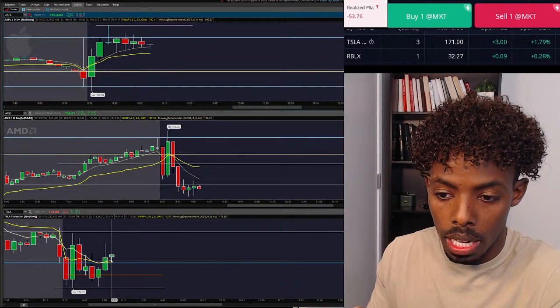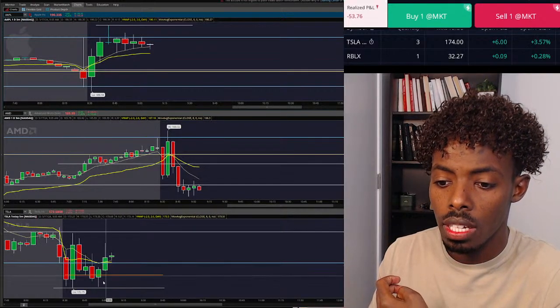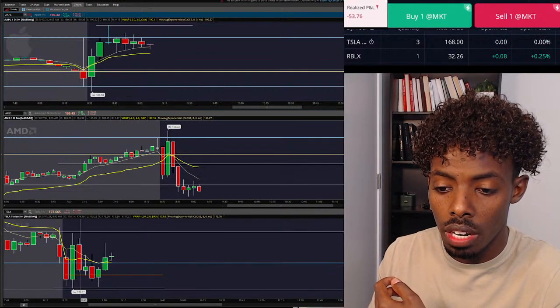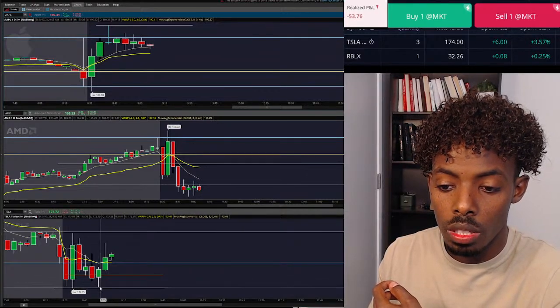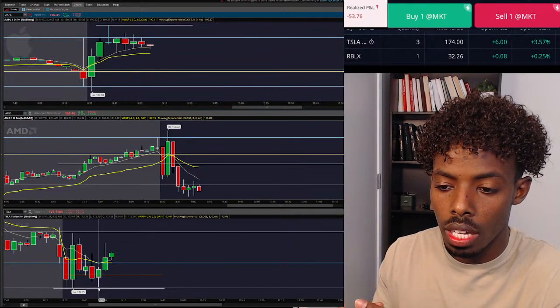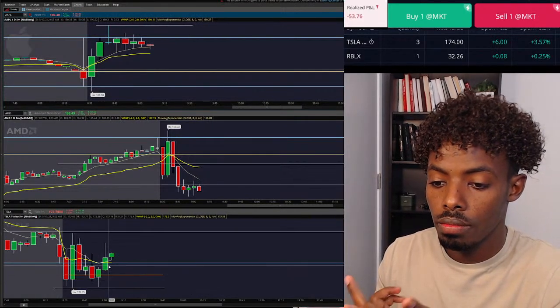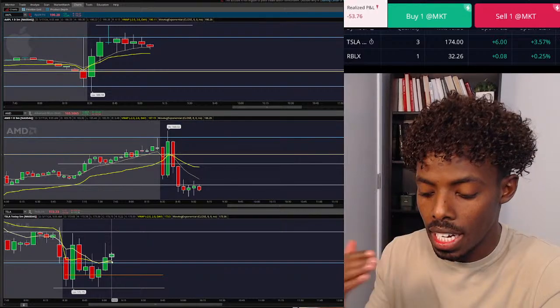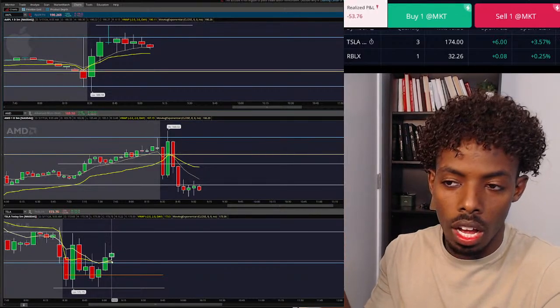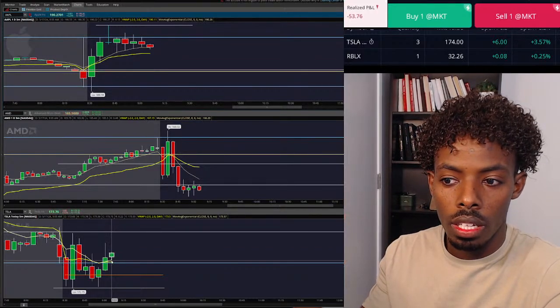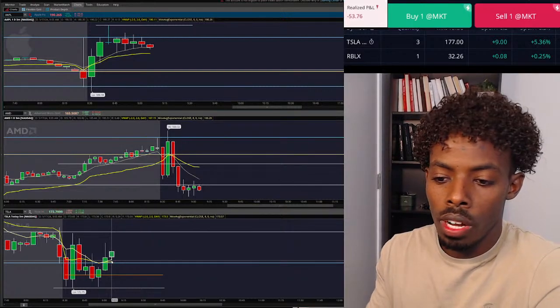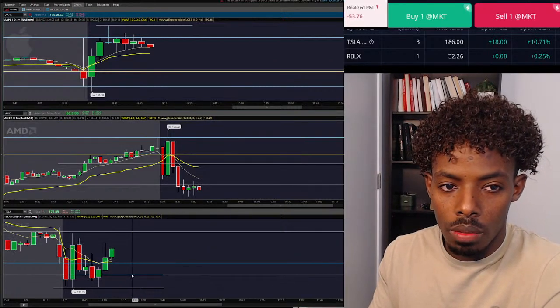It kind of reversed right back up, so we have all these factors on our side. And also failing to break this level is on our side. Can it still reverse and go right back? Sure. But we just follow our rule. We have our stop loss. There's nothing we can do.